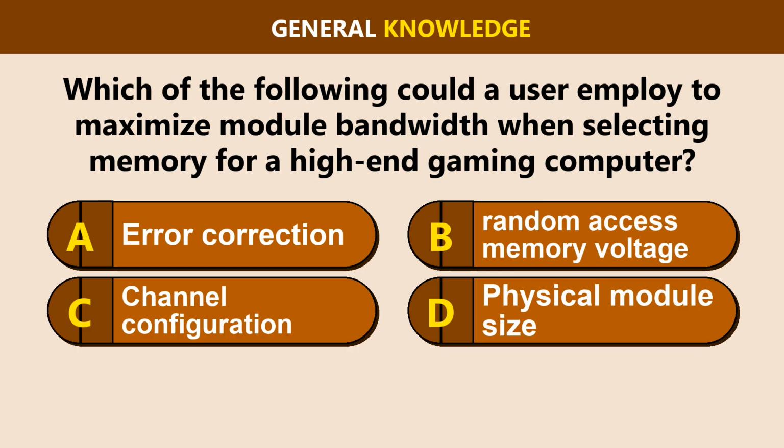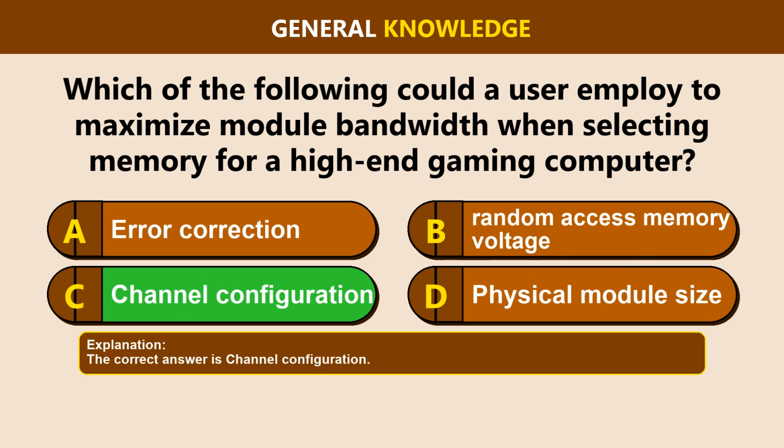Question 3. Which of the following could a user employ to maximize module bandwidth when selecting memory for a high-end gaming computer? Option A, error correction. Option B, random access memory voltage. Option C, channel configuration. Option D, physical module size. The correct answer is option C, channel configuration.